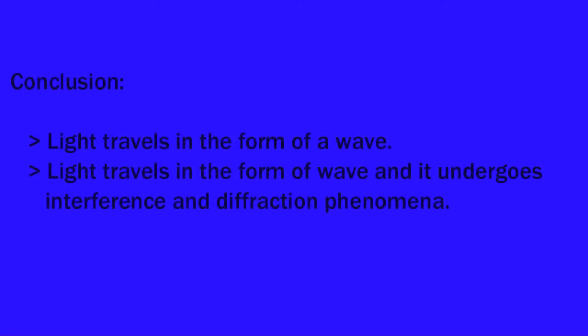From the experiment, we can conclude that light travels in the form of a wave. If light consisted of tiny particles, we should only see two bright lines on the screen placed behind the slits, but instead a series of bright lines are seen on the screen. Hence, this proves that light travels in the form of a wave and it undergoes interference and diffraction phenomena.